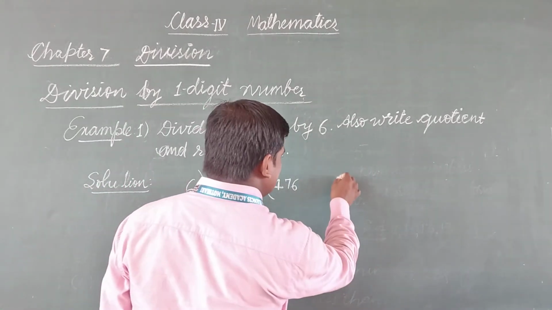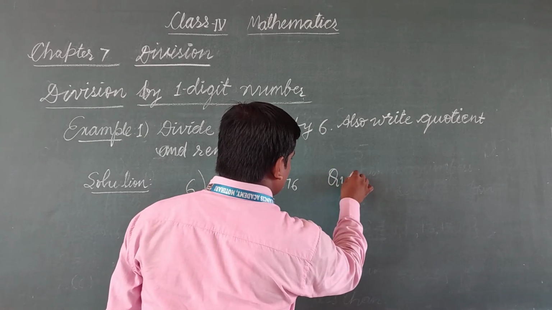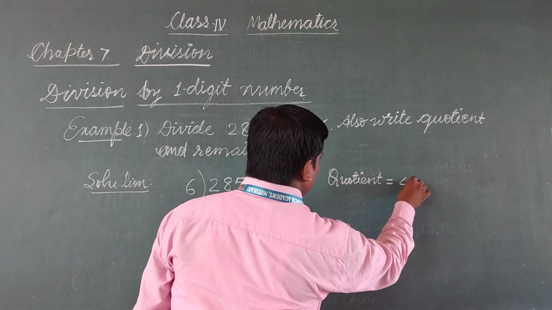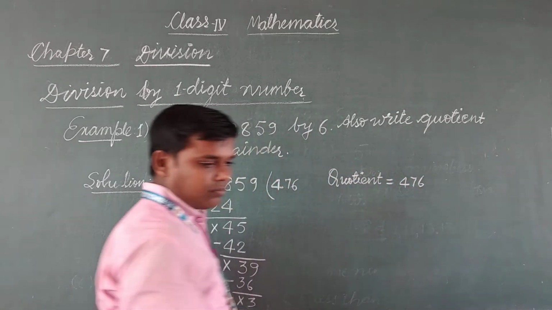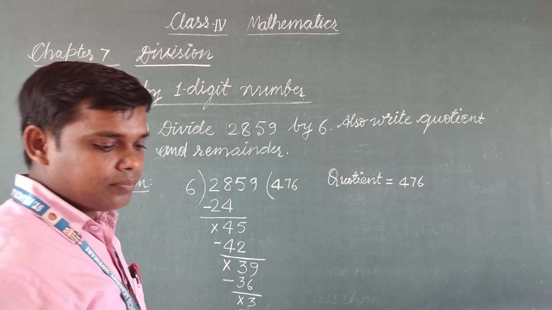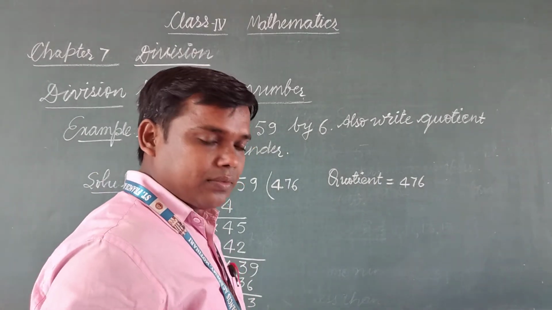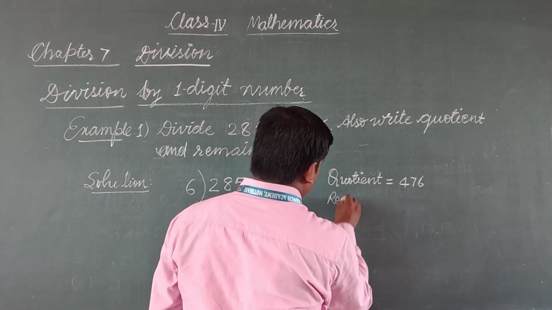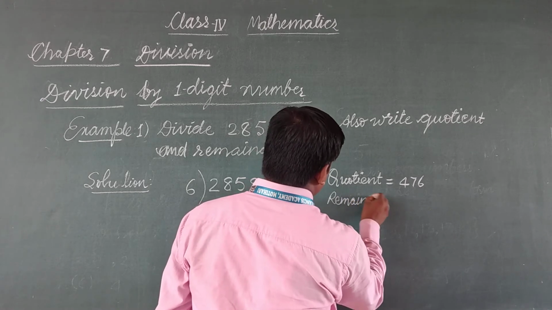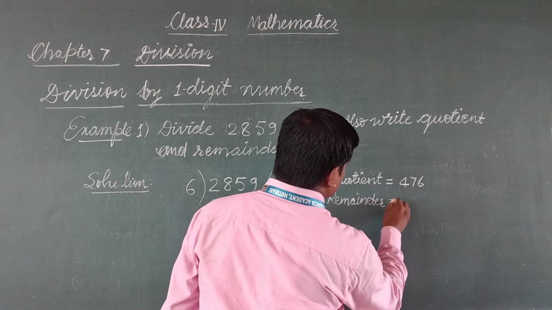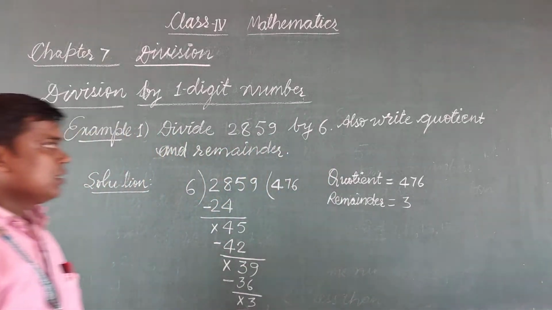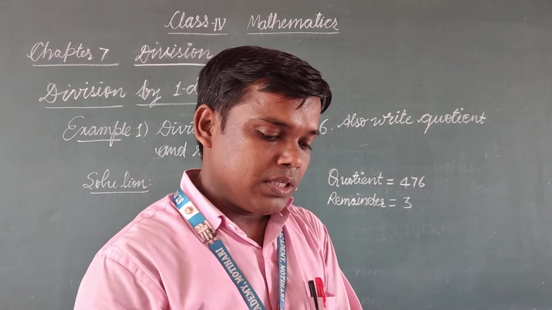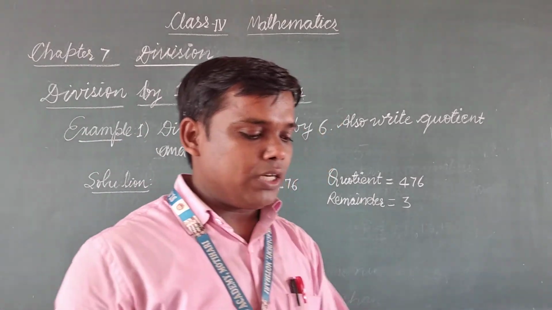And now our answer is quotient 476 and remainder 3. By this way, you have to solve questions of exercise 7.2.